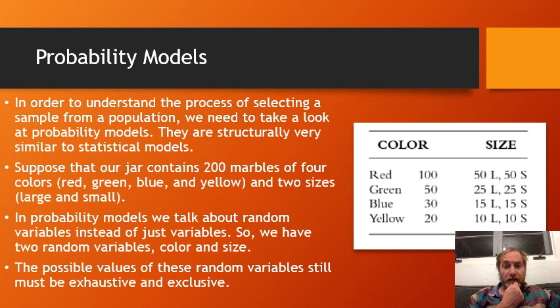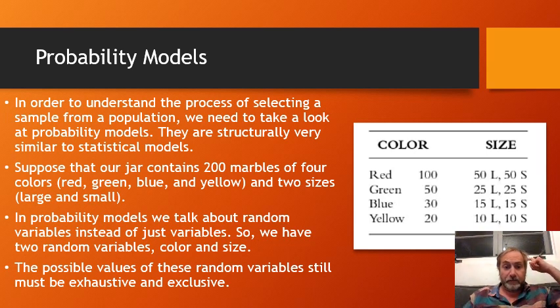Okay, so we're looking at the process of selecting a sample from a population. In order to do that, we need to look at probability models, which are structurally very similar to the statistical models that we've been looking at. So suppose that our jar, again, we're back to our jar of marbles, right? Contains 200 marbles, 4 different colors. So we've got red, green, blue, and yellow.